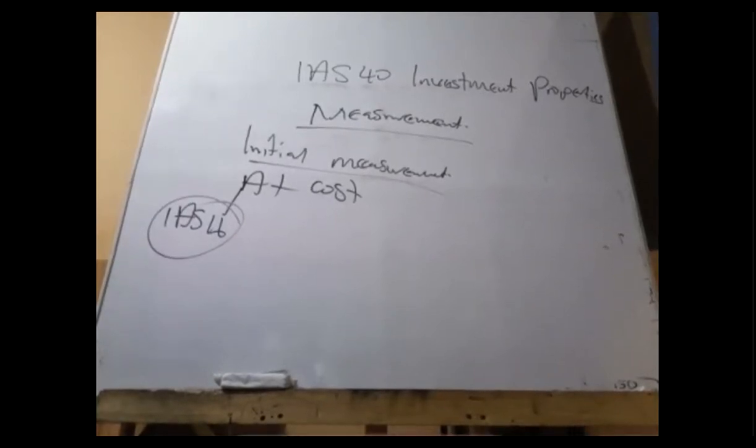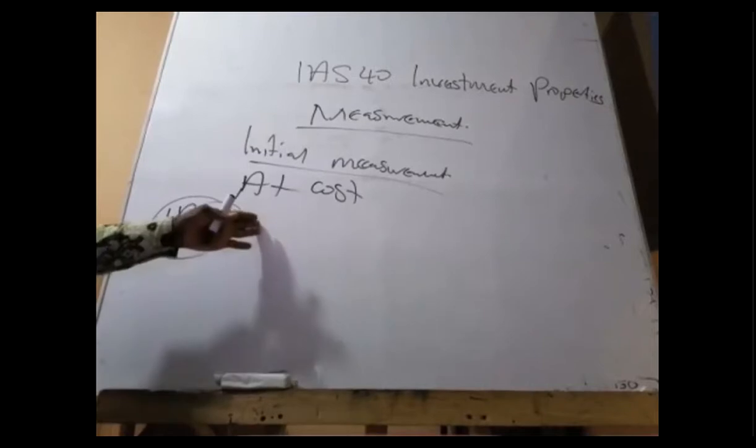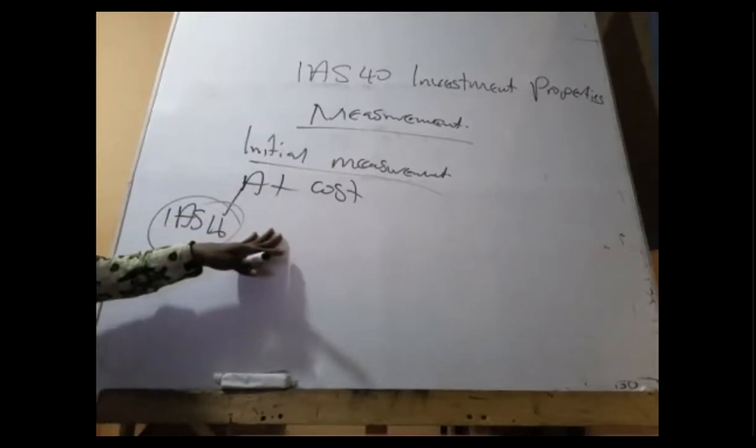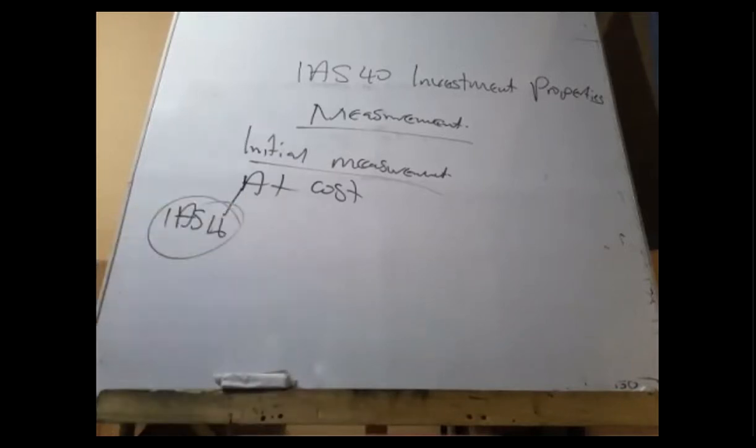However, there are some specific costs that we have to exclude. It includes all costs incurred except for the following. Number 1, startup cost, unless to bring the assets or to make the assets ready for its intended use. So startup cost should not be part of the cost of the investment property.